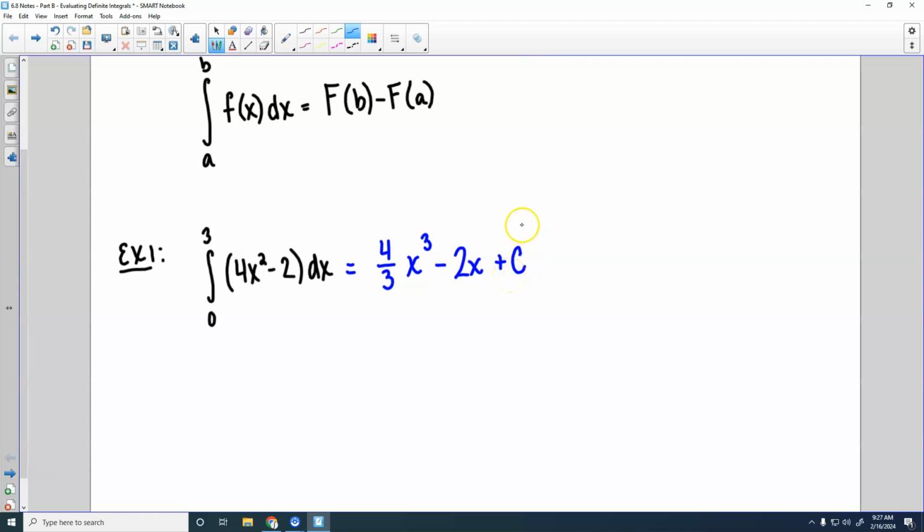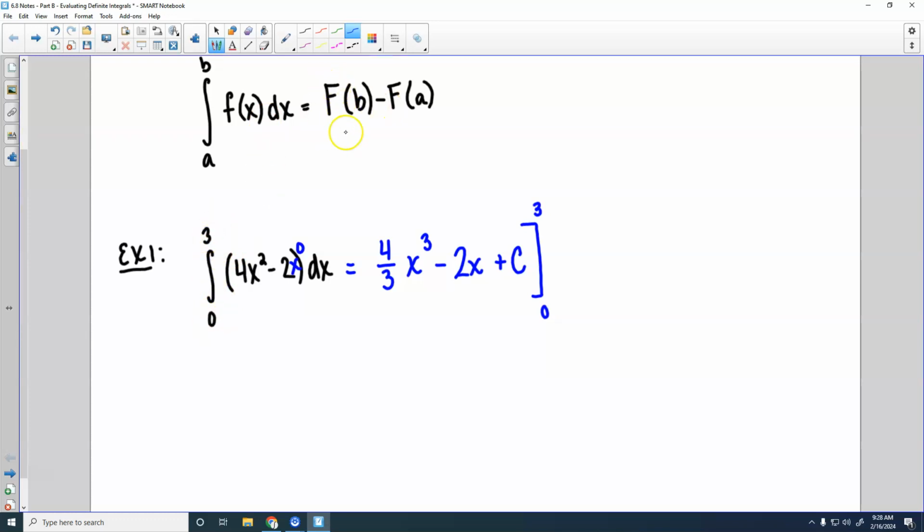Then, the 2 did not have an x with it, which means that was like an x to the 0 power. So you're raising that exponent 1 and dividing by the 1. So anytime you have a constant, it just gets an x slapped right there beside of it. All right, and we want to evaluate this from 0 to 3. All right, because we are integrating, and then we will evaluate from 0 to 3.